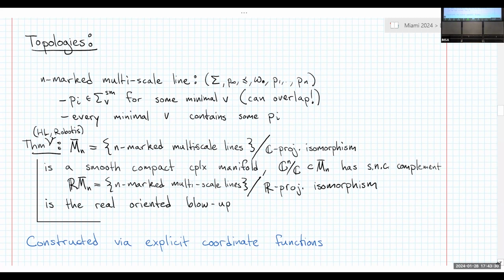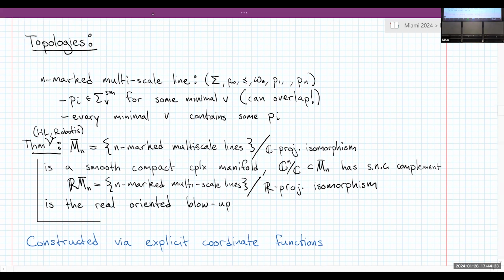So an n-marked multiscale line is just a multiscale line with n additional marked points. If you have multiple marked points, they're allowed to overlap. There's no restriction there, but they have to lie in the smooth locus. And with these conditions, you actually have a proper, compact complex manifold that's a moduli space for these things up to complex projective isomorphism. So again, that doesn't allow any rescaling on the minimal level of the differential forms, but on every other level, the form is allowed to be rescaled by an arbitrary non-zero complex number. But there's another variant. So this is actually a compact complex manifold.